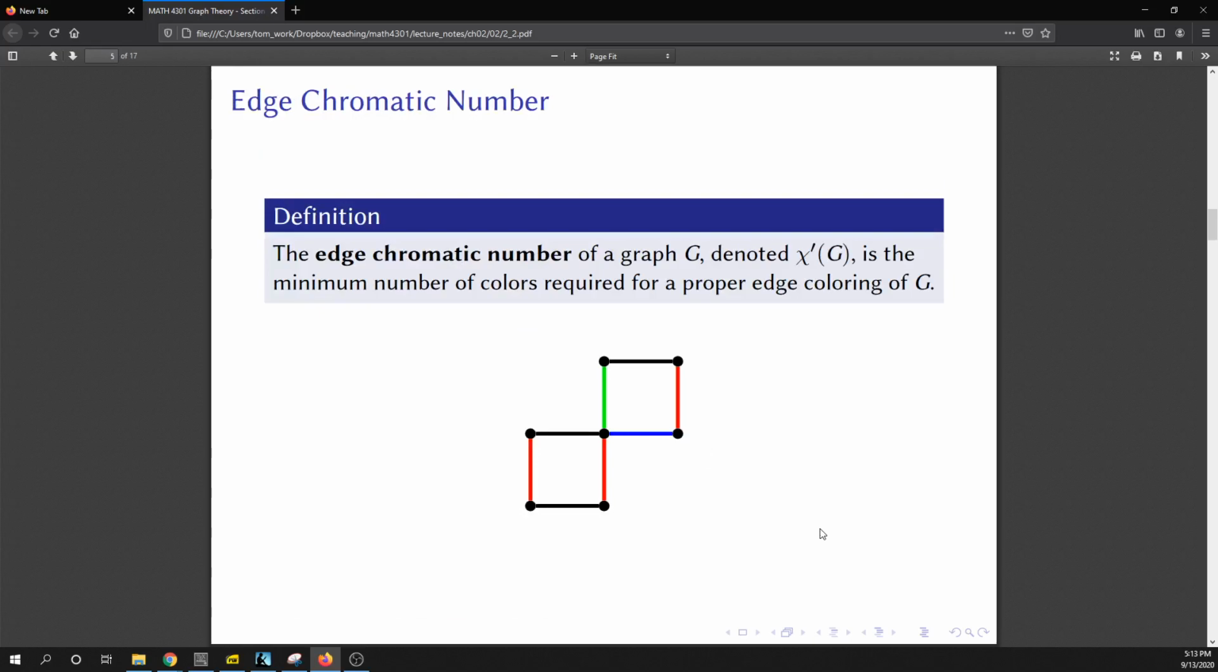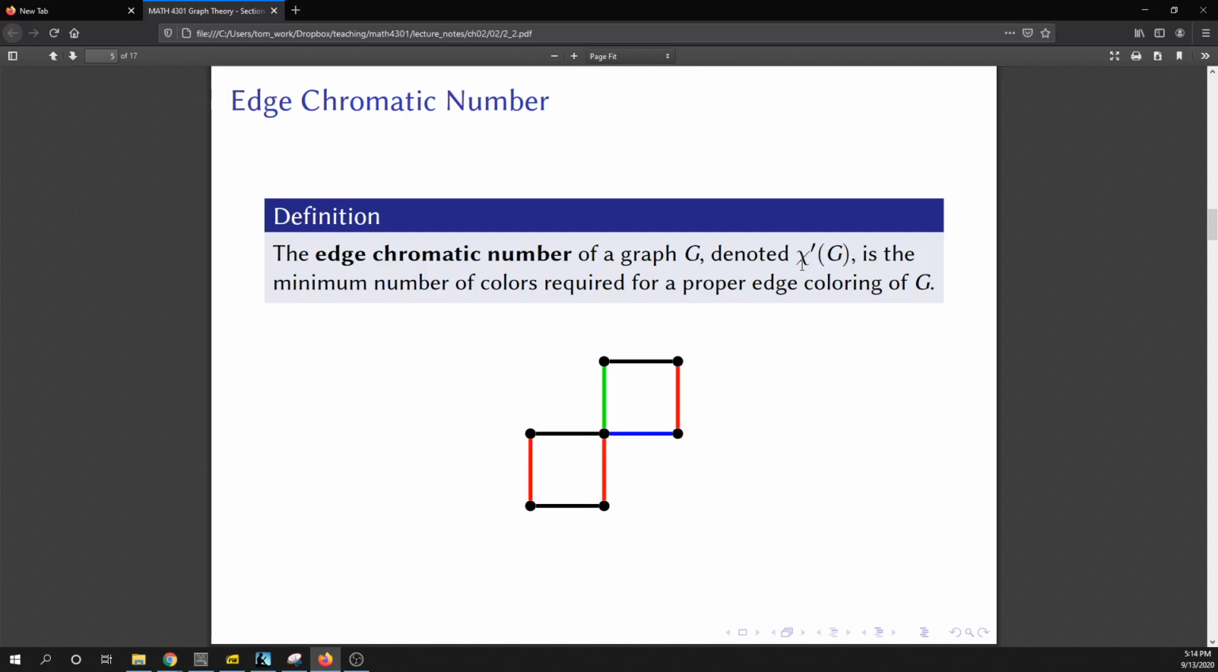All right, so this is the definition that I was talking about, the edge chromatic number of a graph. When we say chromatic number, that means we're talking about vertex colorings. So for the edge chromatic number, we're talking about edge colorings. And so the edge chromatic number of a graph G, denoted by chi prime of G, has nothing to do with the derivative or anything like that.